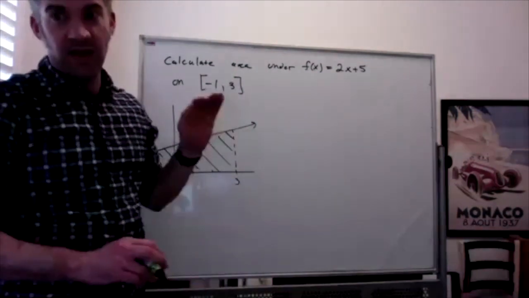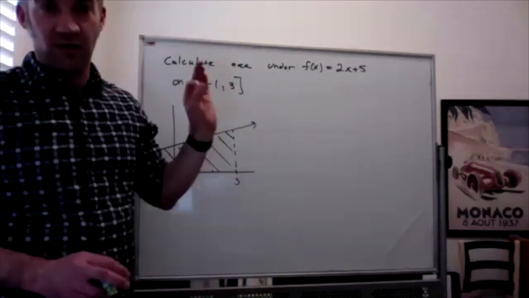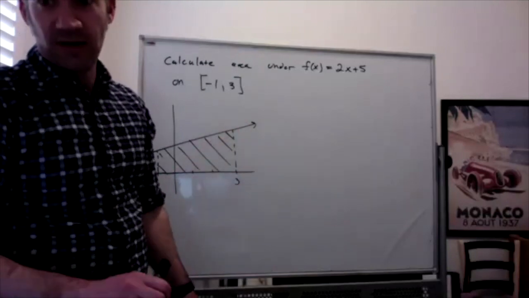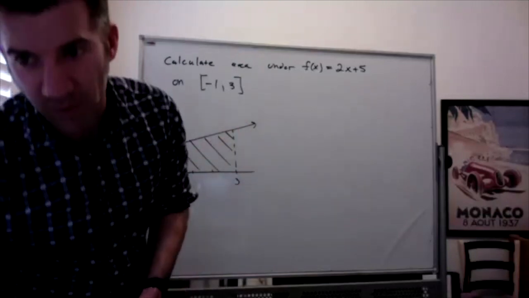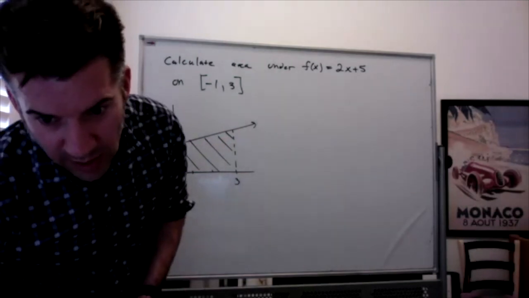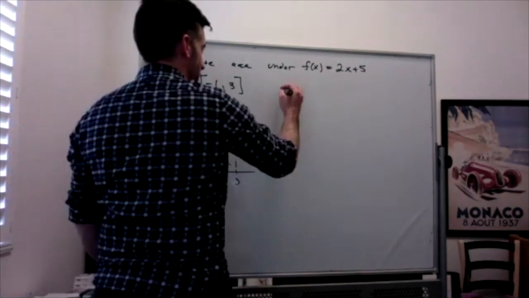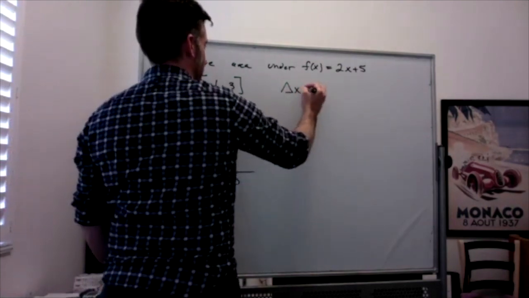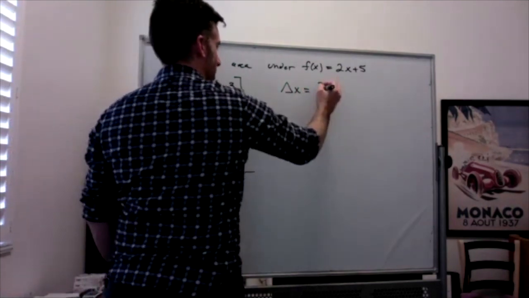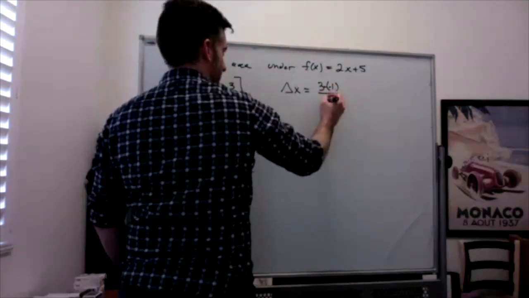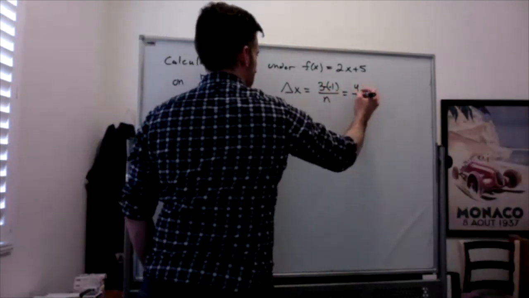Divide the interval into n subintervals of equal length. How long is each interval? So the total interval length is 4. So our subinterval length, which again I typically call delta x, is our total interval length, 3 minus -1, divided by n, which is 4 over n.